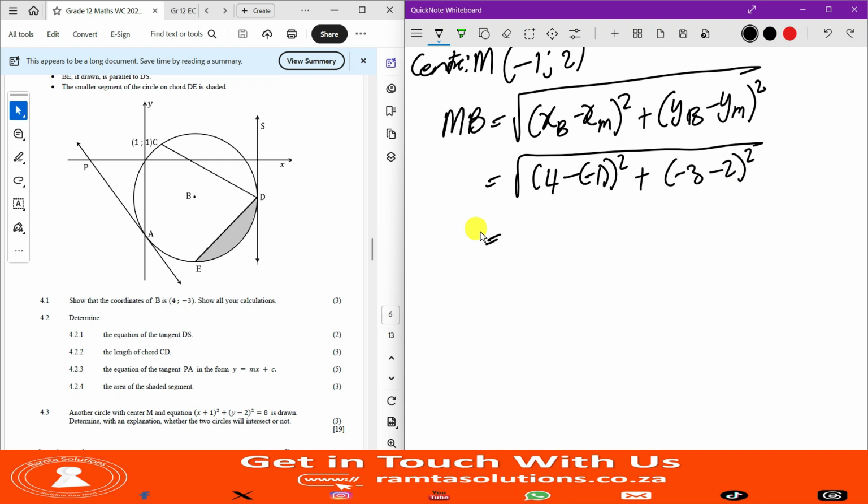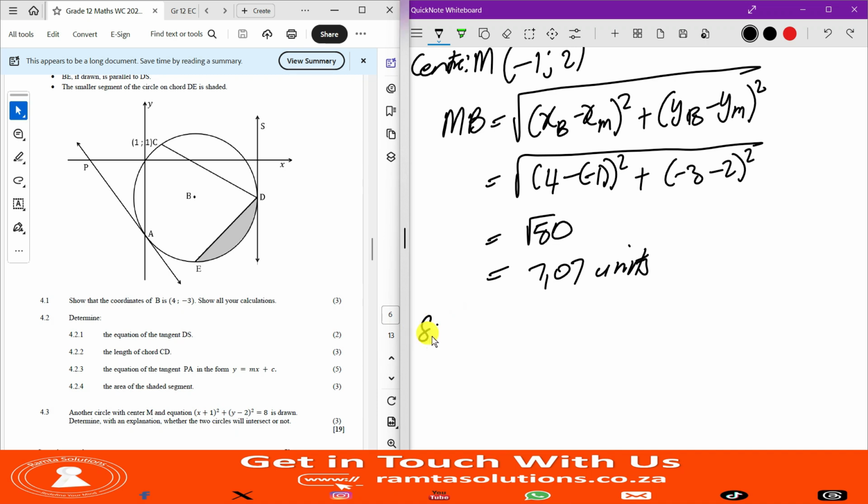What do we have? We have 25 plus 25. That's it. So this is the square root of 50. We can therefore say it is 7.07 units.